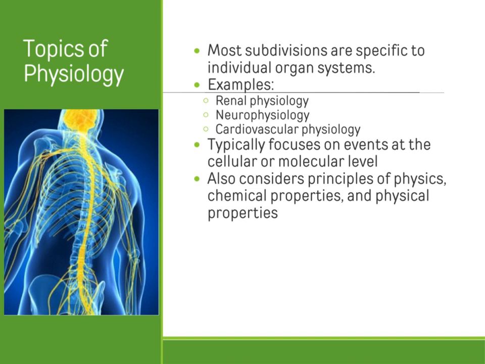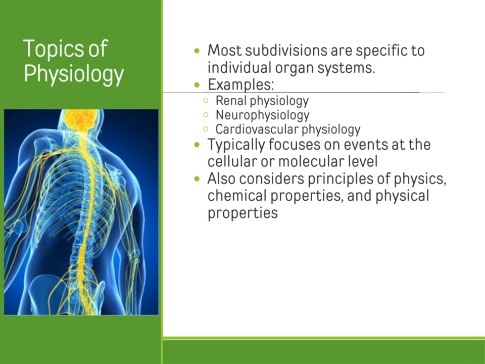Just like we can look at subsets of anatomy, there's also subsets of physiology. And a lot of the physiology subdivisions are specific to individual organs or organ systems. Like renal physiology can look at just the kidneys, or it might expand to the entire urinary system. Neurophysiology can be looking at the brain or the spinal cord or peripheral nerves or the entire nervous system. And cardiovascular physiology is looking at how the heart and the blood vessels, or one or the other, are working within the body.